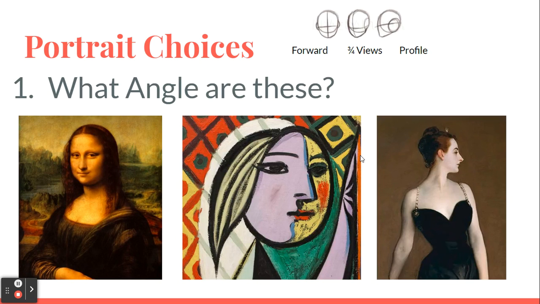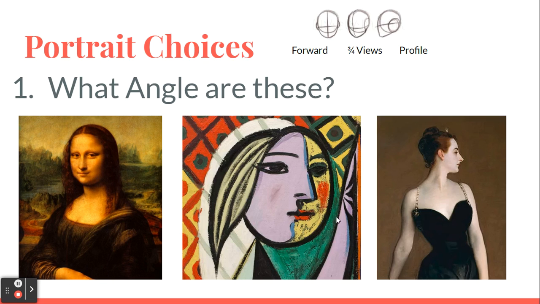So let's look at these and decide which angle they are. Are they forward, 3/4, or profile? What do you think of the Mona Lisa? She's kind of in between forward and 3/4. This side of the face is a little smaller, but it's not so turned that you can't see this side of the nose, or the side of her mouth or the side of her face.